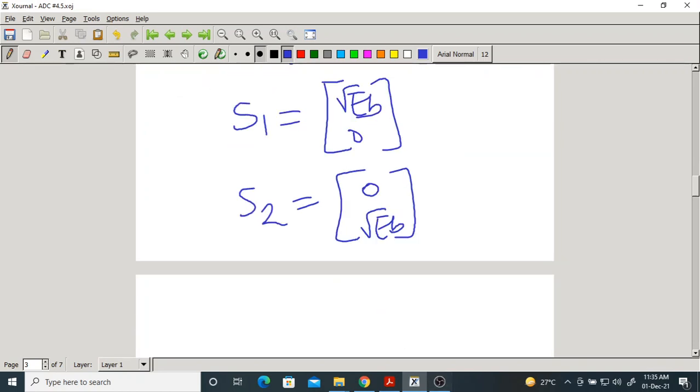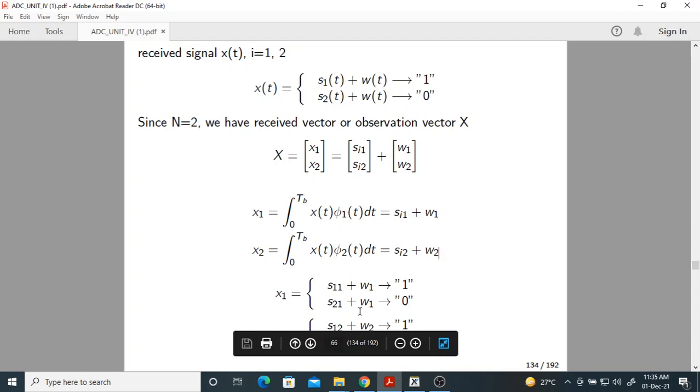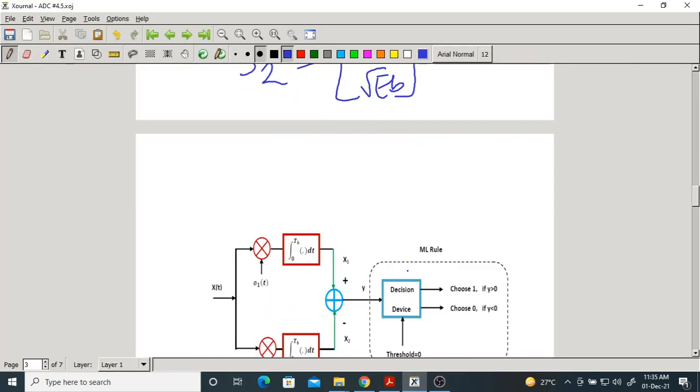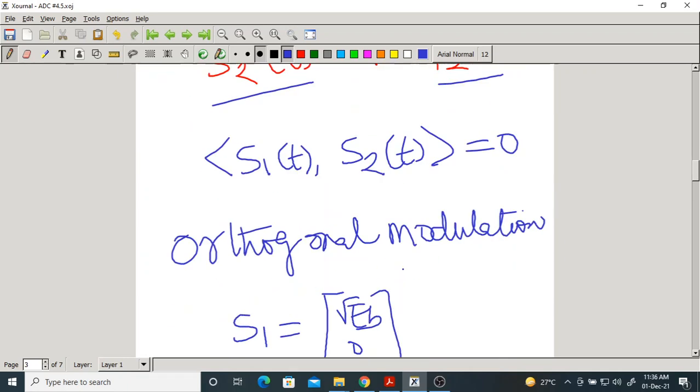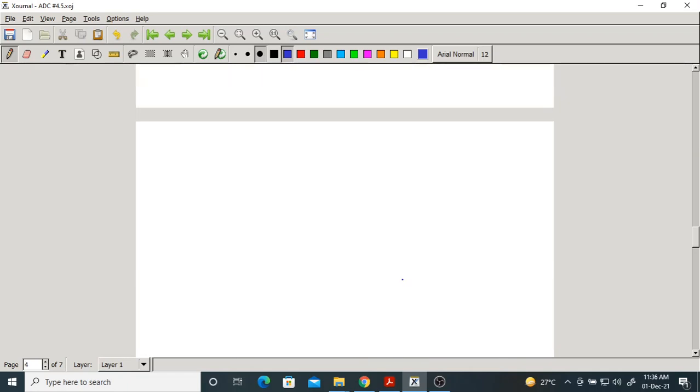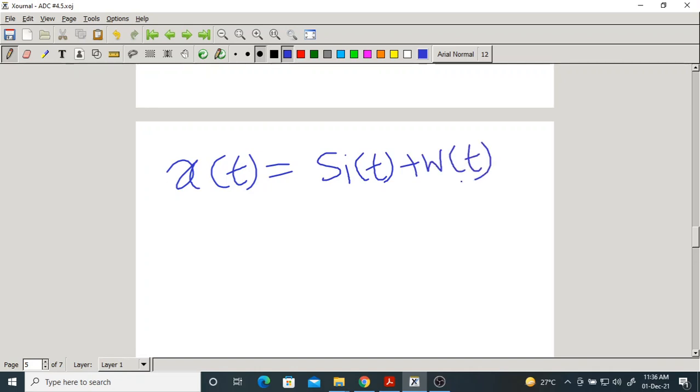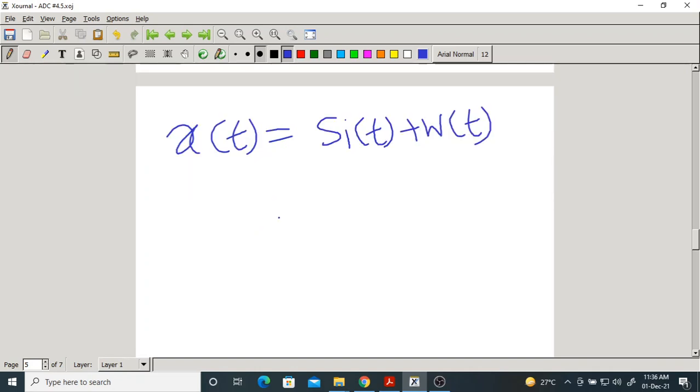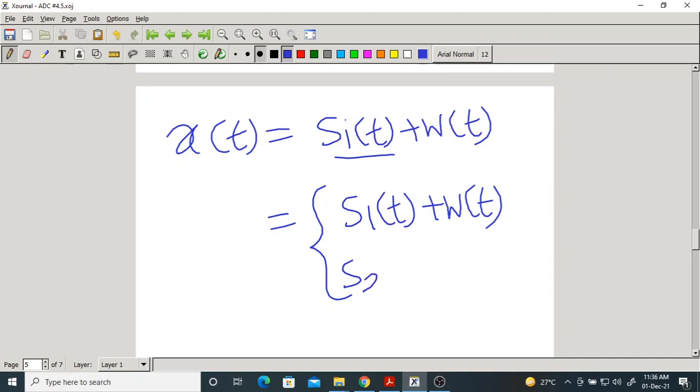Now let us look at the receiver. What do we receive? We receive X of t. You already know, X of t is called the received signal. What is that? Si of t plus W of t, where i equals 1 to 2. So it could be S1 of t plus W of t as well as S2 of t plus W of t. It is for symbol 1, it's for symbol 0.